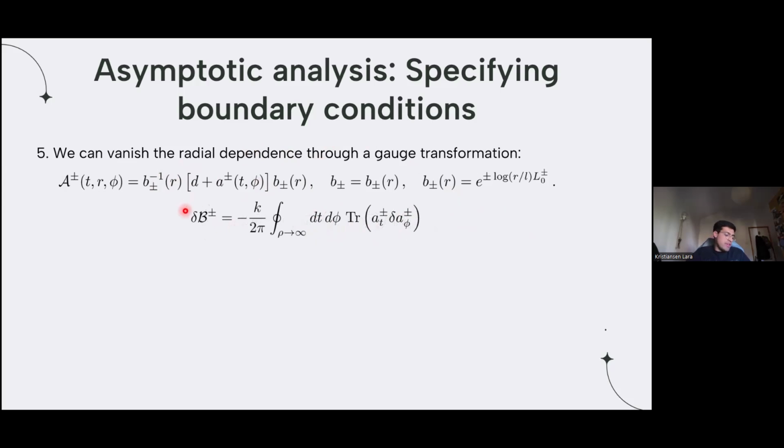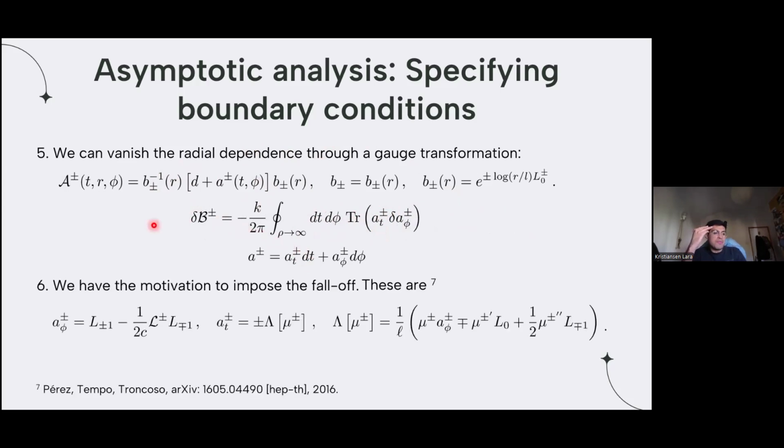And then the variation of the boundary term will read like this in terms of A_t and A_phi. And these, A_t and A_phi, do not depend on the radius. So basically, the radial dependence can be gauged away, as I was saying before. Now we can impose the fall-off. And this will be given like I was showing to you at the beginning of this talk regarding the crash course on integrable systems, A_t and A_phi like this.